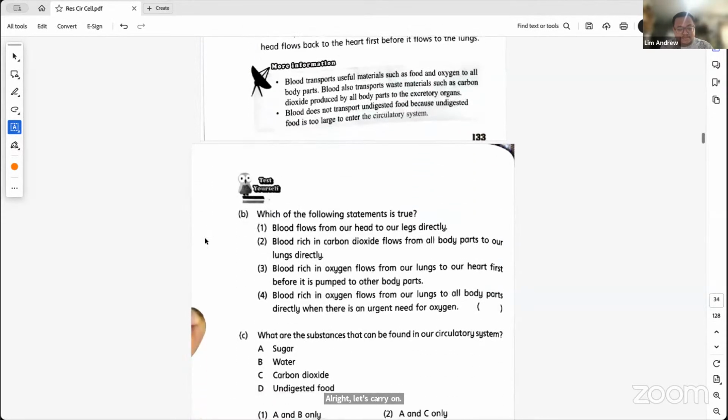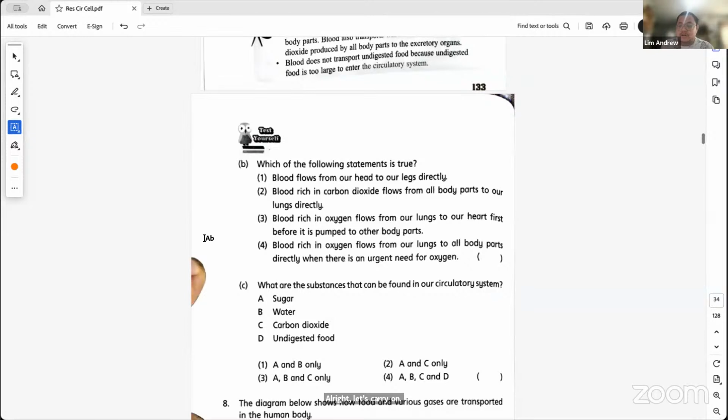All right. Can I have a volunteer, please? Which of the following statements is actually true? Any volunteers to answer this question? If not, I will explain further.